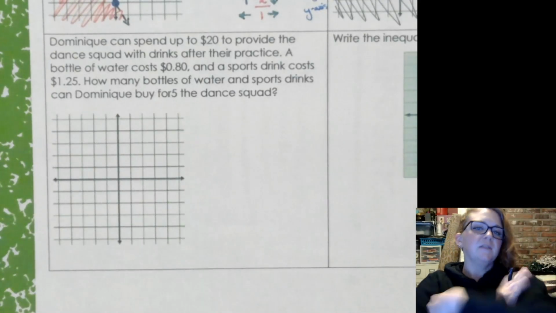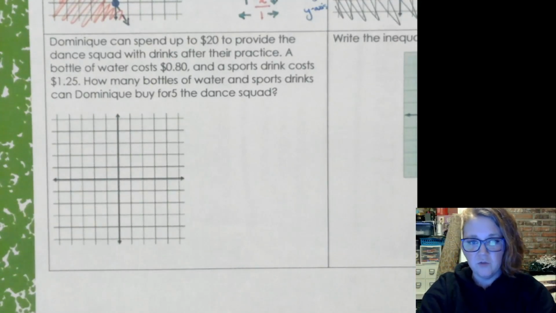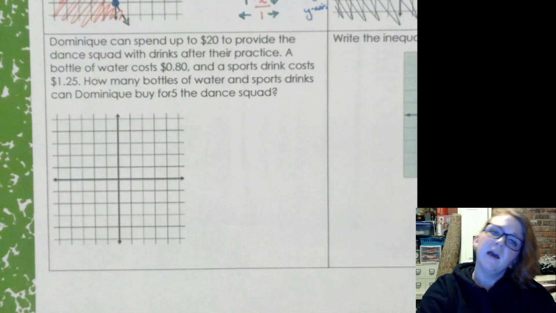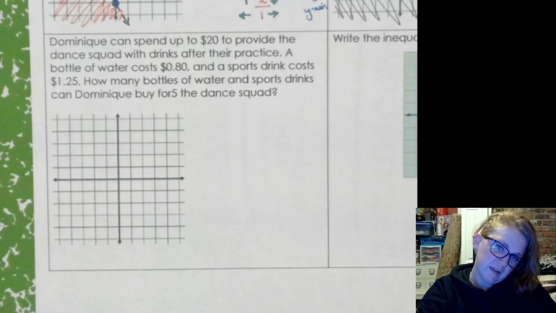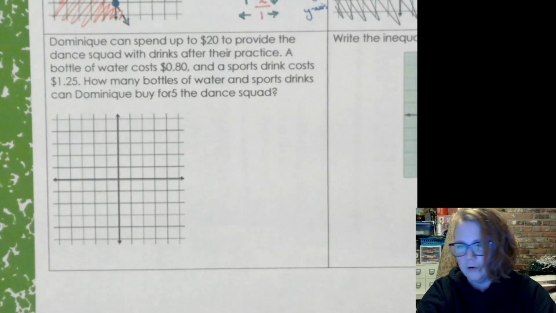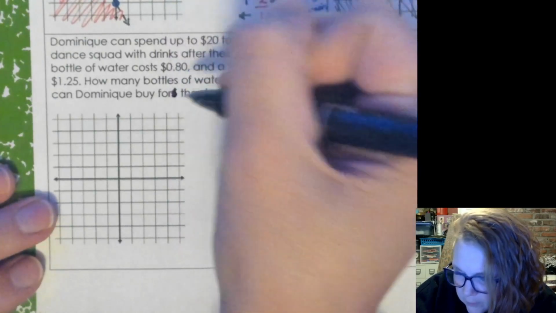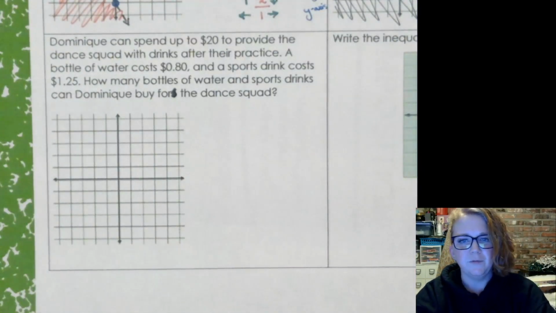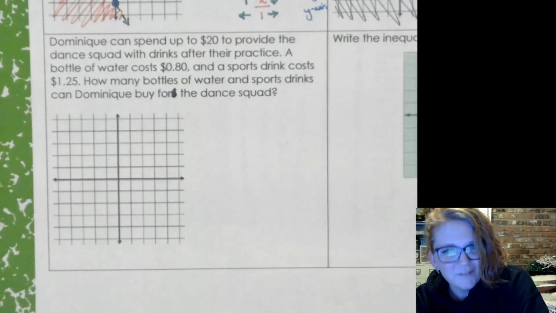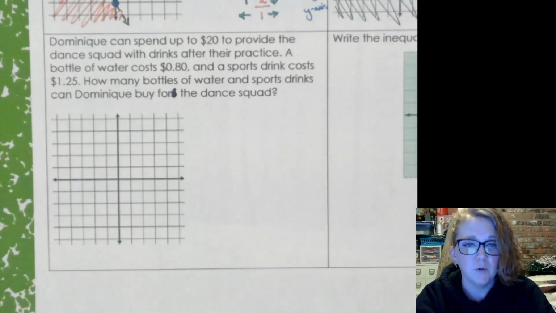It says Dominique can spend up to $20 to provide the dance squad with drinks after their practice. A bottle of water costs 80 cents and a sports drink costs $1.25. How many bottles of water and sports drinks can Dominique buy for it's supposed to be for the dance squad. I don't know why I have 5. That's a typo on mine. I'll try to remember to fix it before I print it for you guys. But there shouldn't be a 5. Alright, so how many bottles of water and sports drinks can Dominique buy for the dance squad?